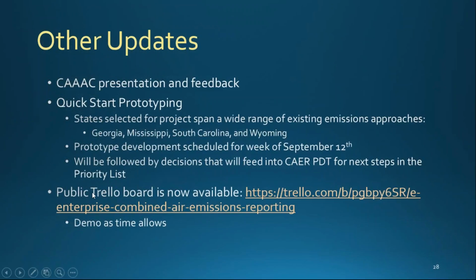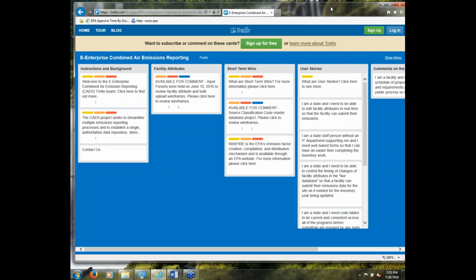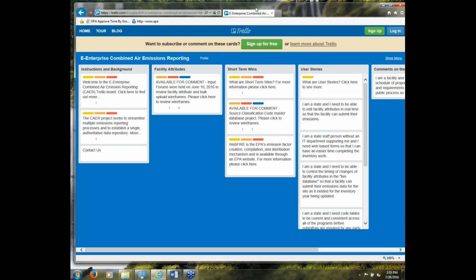So the public Trello board is another way we've added to communicate. I just want to show people what that looks like, and you can see the URL there, and I can show you what it looks like. I don't know, Kristen, if you need to transfer control to me in any way. Okay, Kristen, can you see that on the screen? Yeah, we can see that.